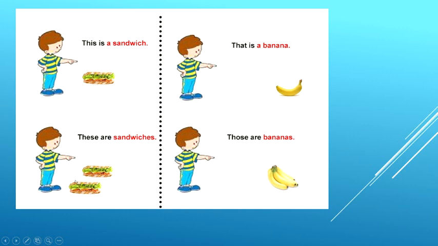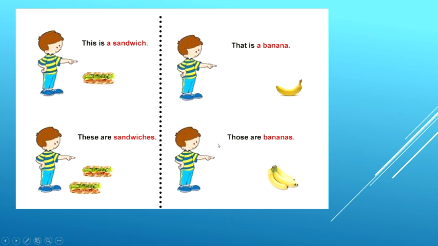Sandwiches. There are two sandwiches. They are nearby the speaker. So the sentence to talk about the sandwiches is: These are sandwiches. The word this changes to these. Okay? Now let us see the next illustration.